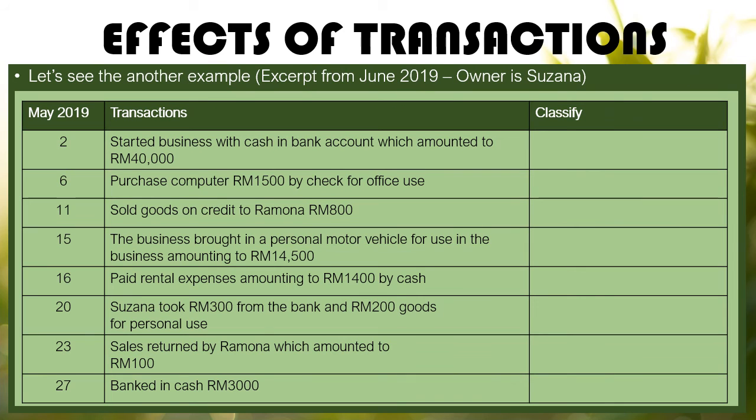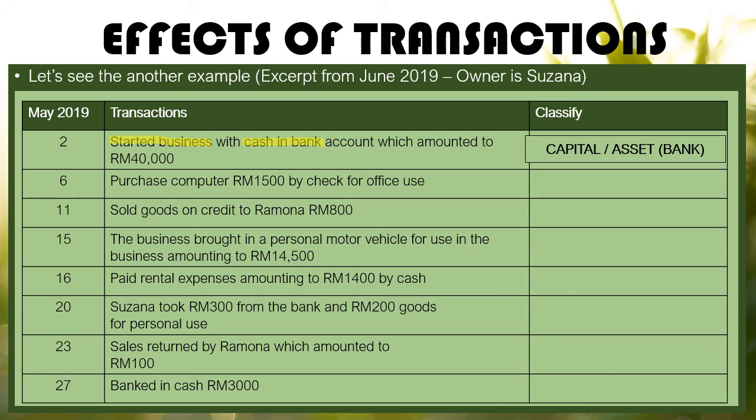Okay. Alright. So kita tengok satu lagi example, iaitu pada Jun 2019, ownernya adalah Suzana. Okay. So the first transaction says started business with cash in bank account which amounted to 40,000. So keyword kita adalah started the business menggunakan cash in bank. Okay, jadi capital classification yang kita akan gunakan adalah capital dengan asset. Asset tu secara spesifiknya bank lah.